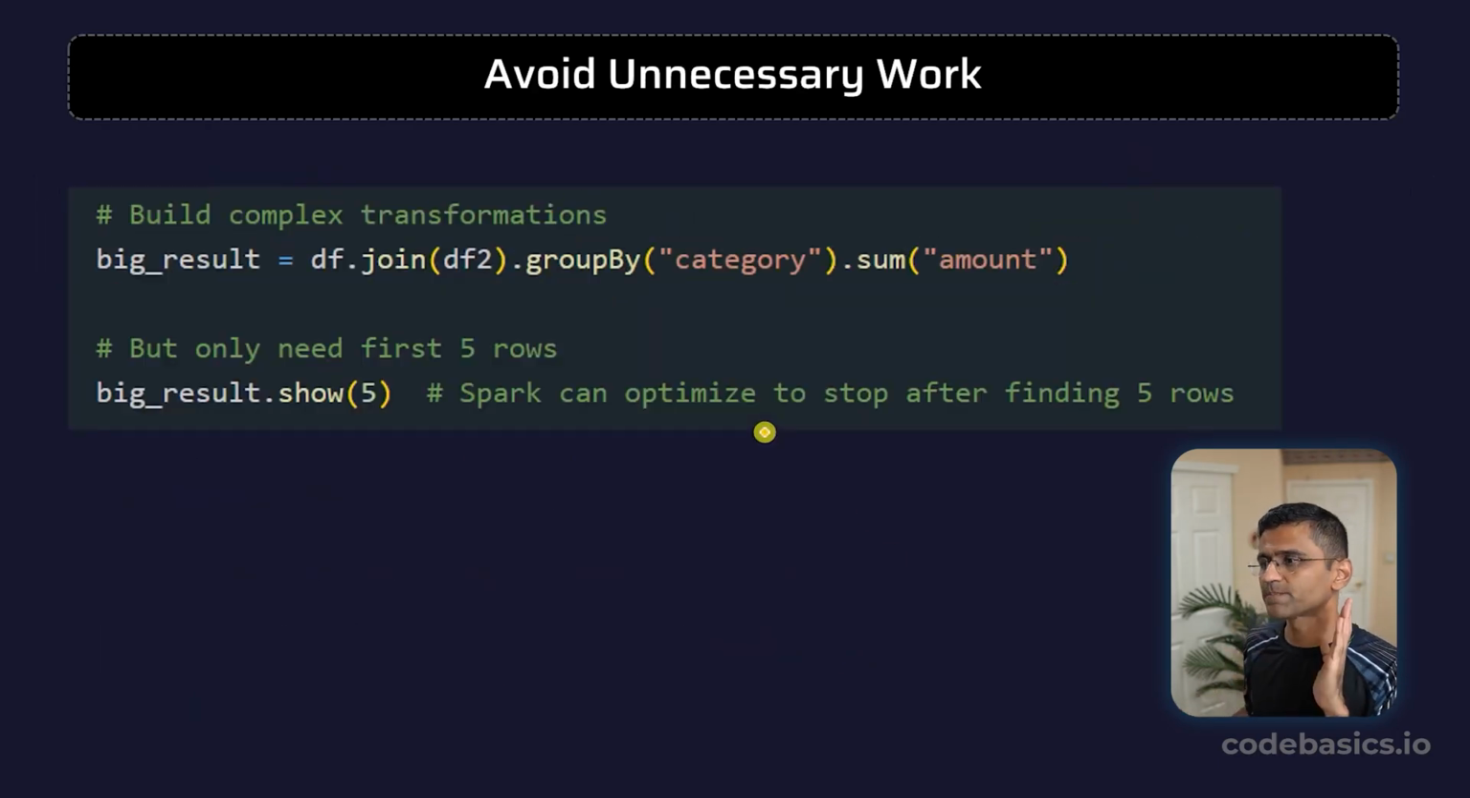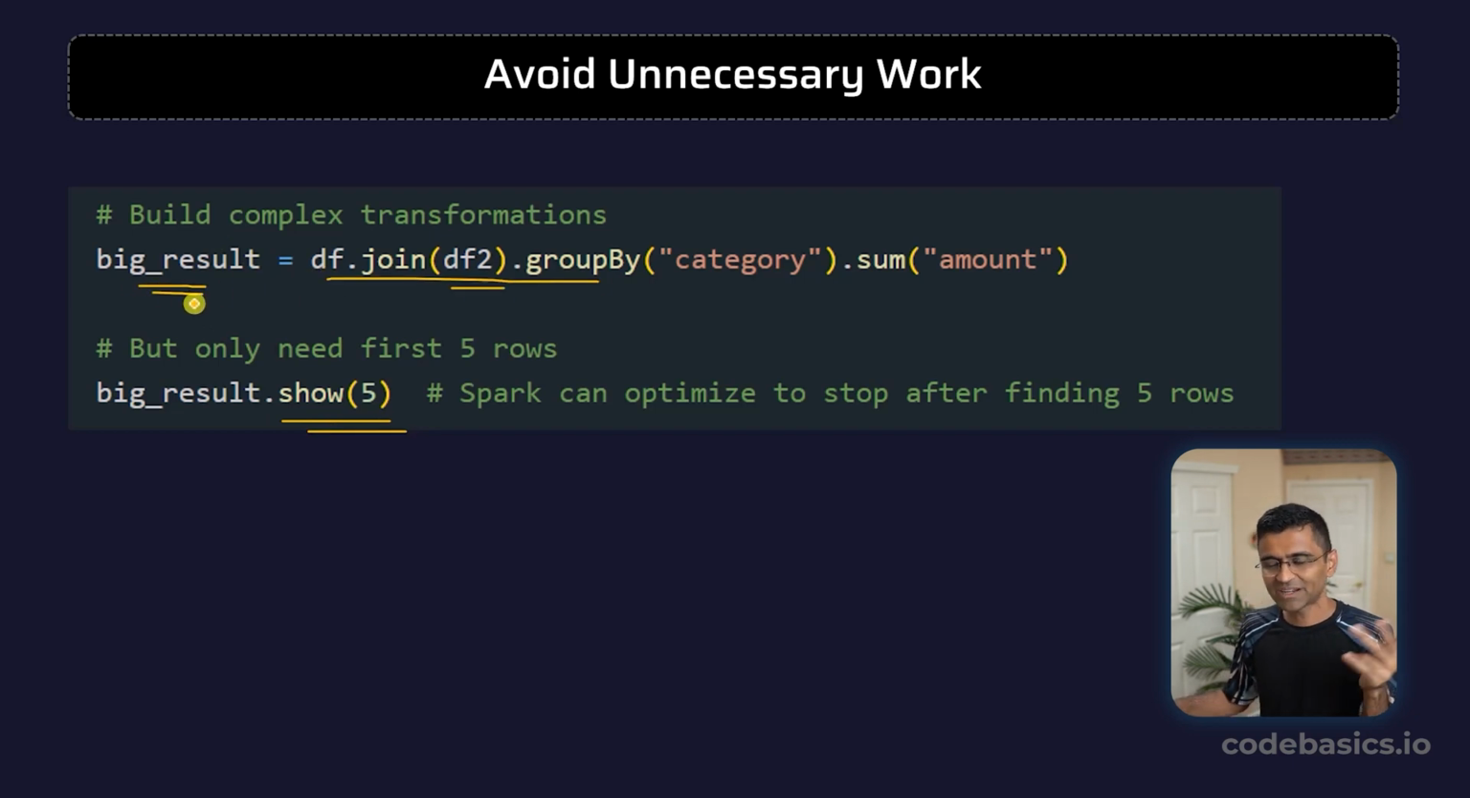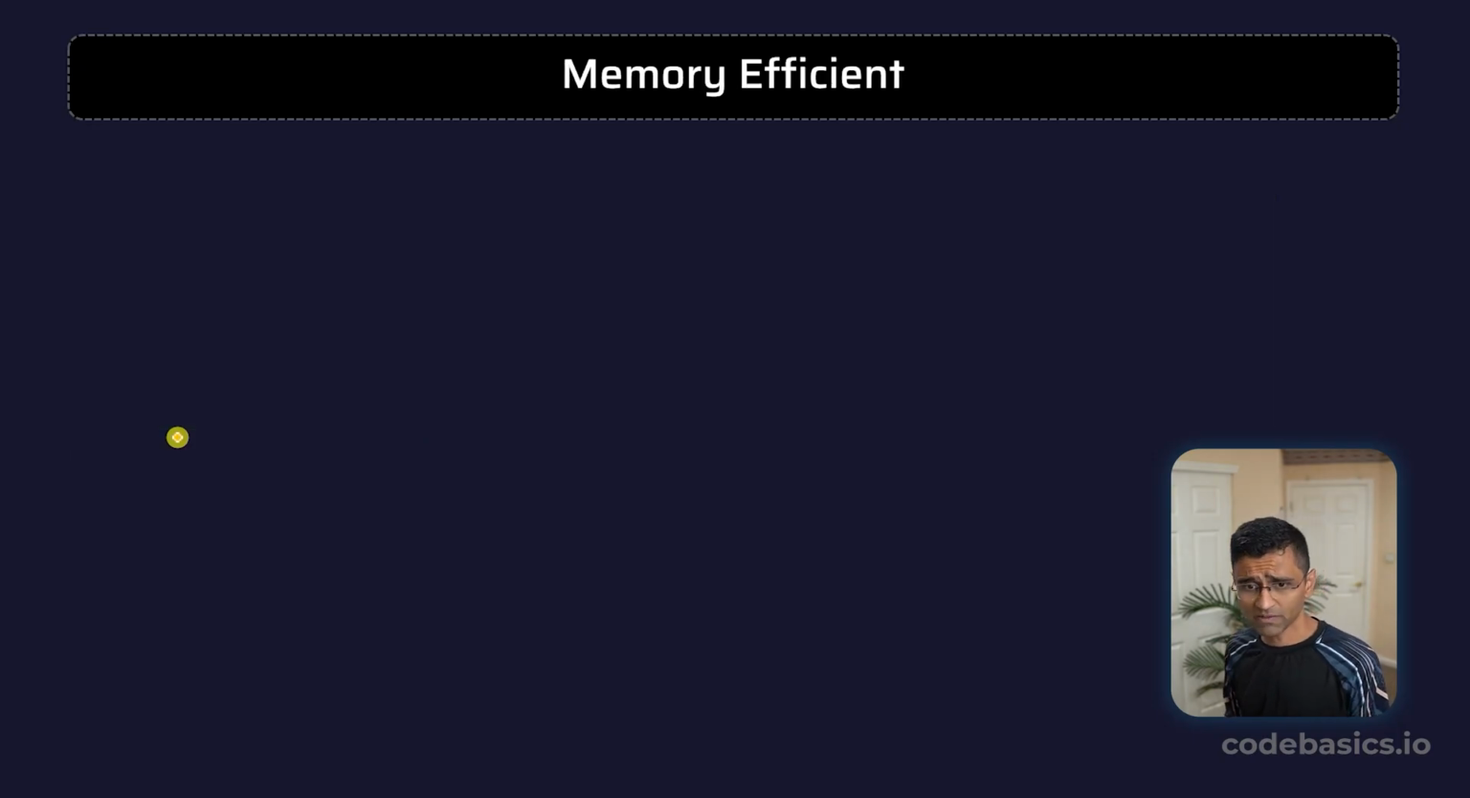You can also avoid unnecessary work. See here, I'm showing only first 5 rows, right? But let's say if you're running this in pandas, and if this is a huge data frame, this might contain million records, right? But in PySpark, it will not execute the code here. It will execute code only here. So now it knows that, okay, user wants only 5 rows. So it will execute and it will just show you 5 rows. It is also memory efficient.